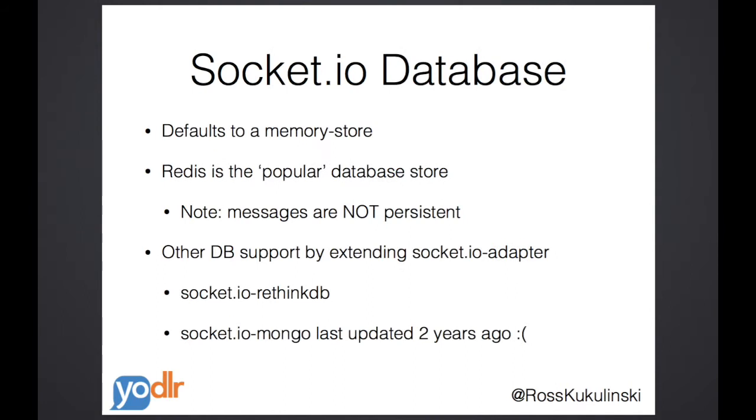So when it comes to Socket.io databases, Socket.io by default uses a memory store, which is only for that particular Node.js application. Redis is by far the most popular database store for Socket.io.